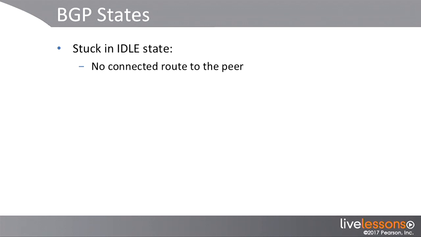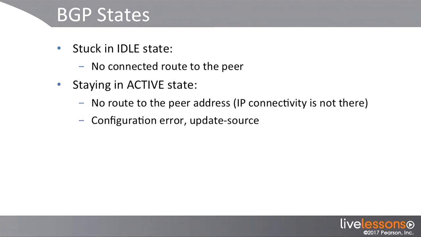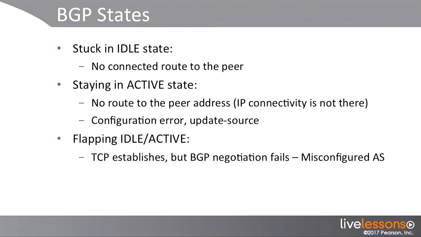Either of those things. If the connection is staying in active state, that means there's no route to the peer address, or there's a configuration error with the update source. That means you're not specifying the correct source interface with which you're trying to peer with the remote peering device. If the states are flapping between idle and active state, it means that the TCP has established, but the BGP negotiations are failing. It could most likely be because of a misconfigured AS number value.